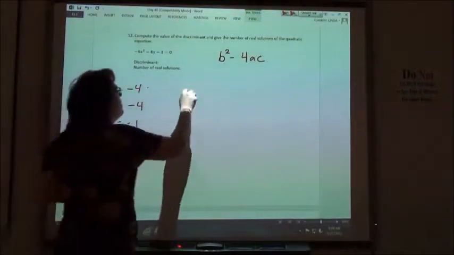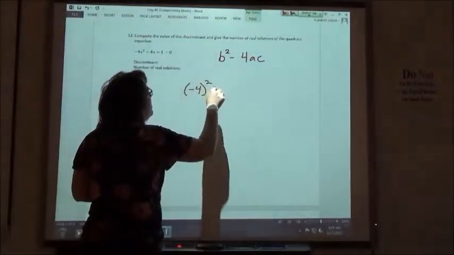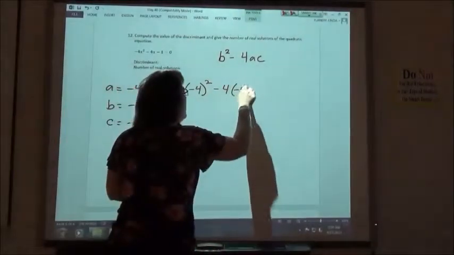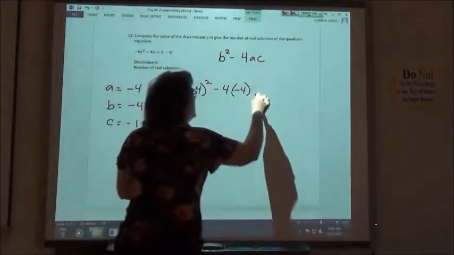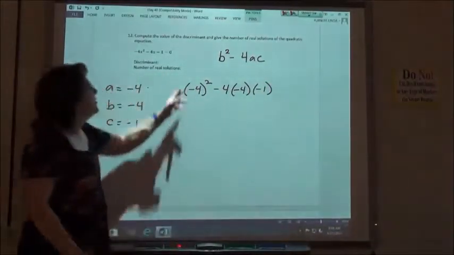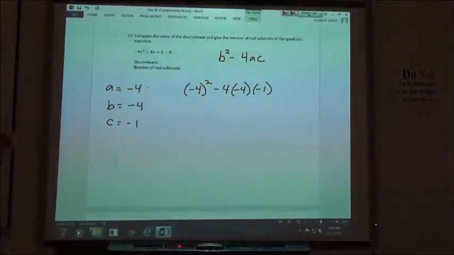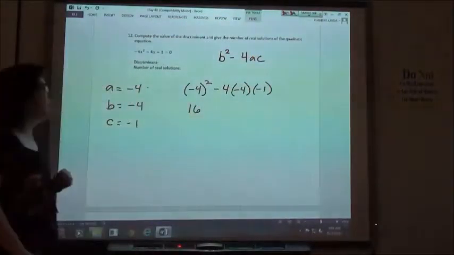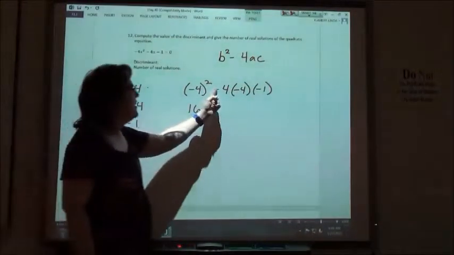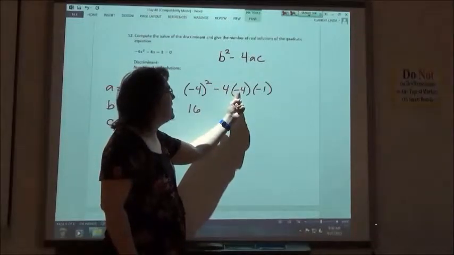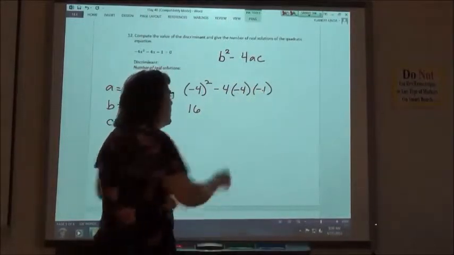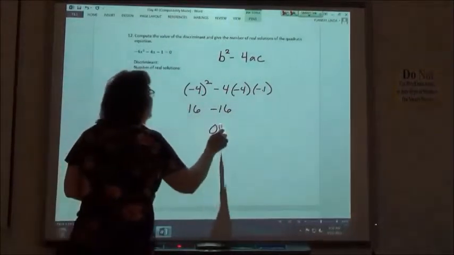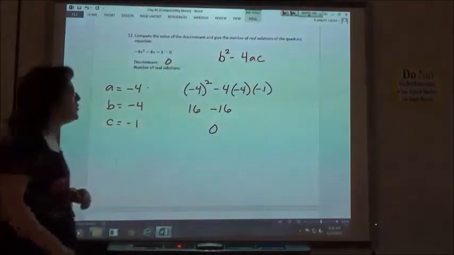So b squared, negative 4 squared, minus 4 times the A value, which is negative 4, times the C value, which is negative 1. So negative 4 squared, negative 4 times negative 4, positive 16. 16 times negative 1 is negative 16. 16 minus 16 is 0. So the value of our discriminant is 0.